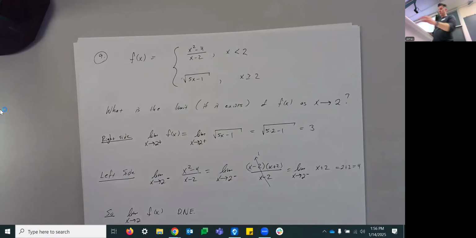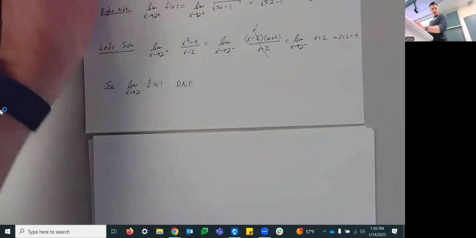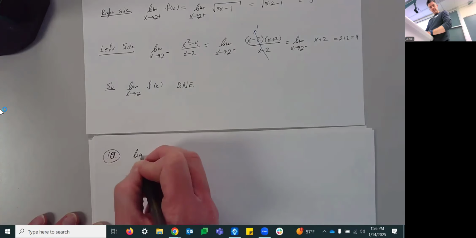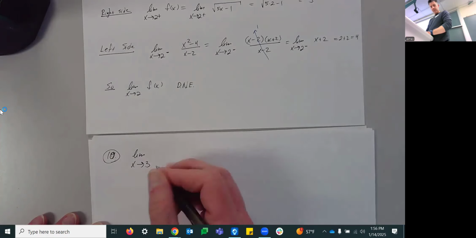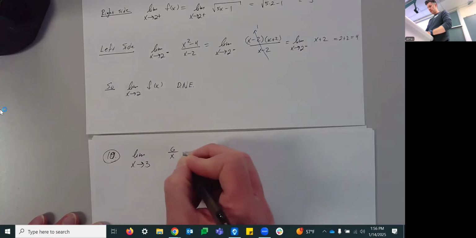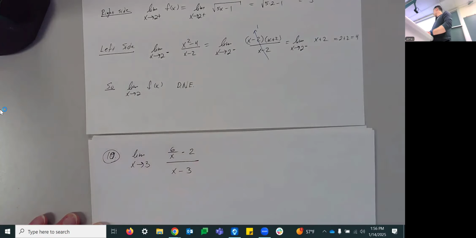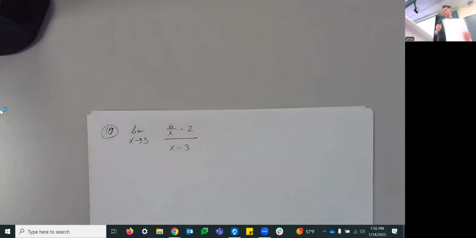another thing here. I've got kind of one more example before I want to make a kind of summary of some techniques here. So let's look at, sorry, it's number 10. The limit as x approaches, sure, 3 of 6 over x minus 2 over x minus 3. And you can probably look at this and already see it's going to be a 0 over 0 type. The 6 divided by 3 is 2, and 2 minus 2 is 0. And 3 minus 3 is also 0. So definitely a 0 over 0 type.